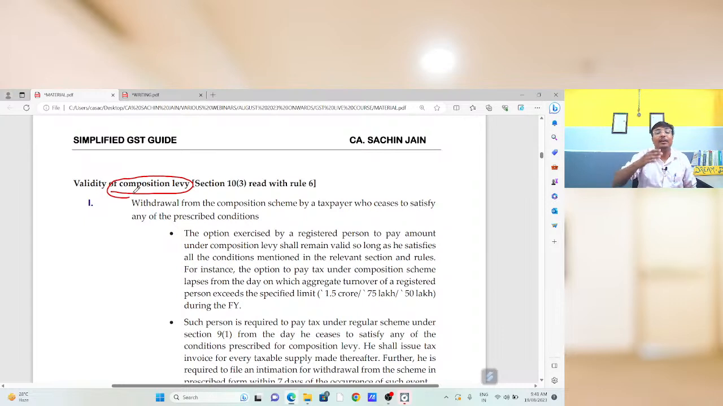Until and unless my turnover exceeds the specified limit, that is 40 lakh rupees in case of services, 75 lakh rupees for special 8 category states, and 1.5 crore rupees for other states in case of goods and restaurant services, I am eligible for composition scheme. Or if I want to convert my scheme from composition scheme to regular scheme, this is completely up to me, I can change the same accordingly.